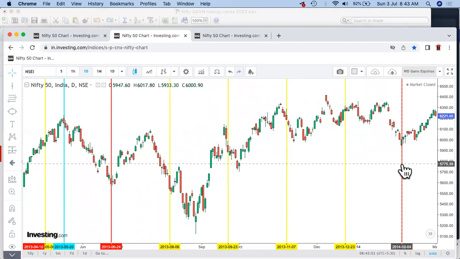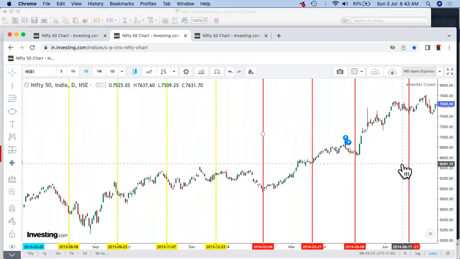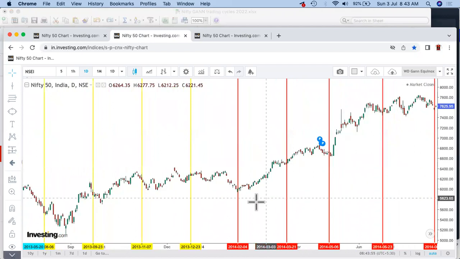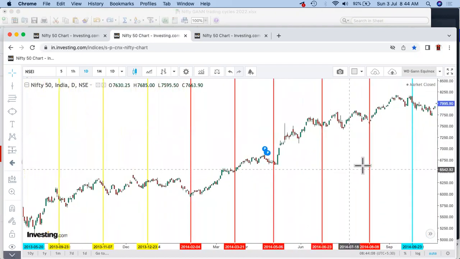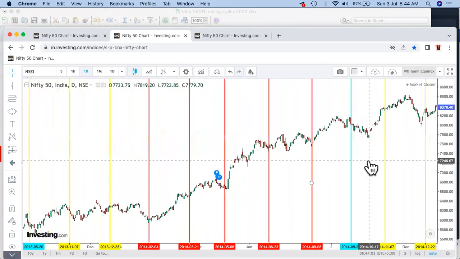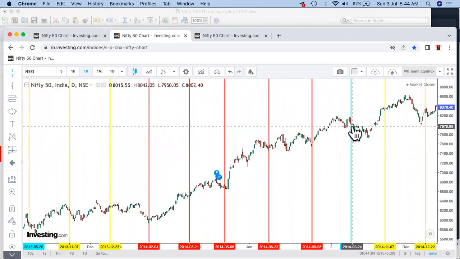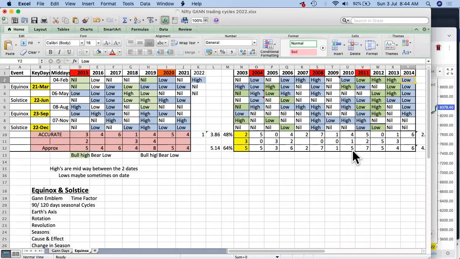Yes, 2014 started with a low. 1 low, 2 low, 3 low, 4 low, 5 low, a high over here. So till November, it is almost 1, 2, 3, 4, 5, and a low. So 1, 2, 3, 4, 5, and then a high.